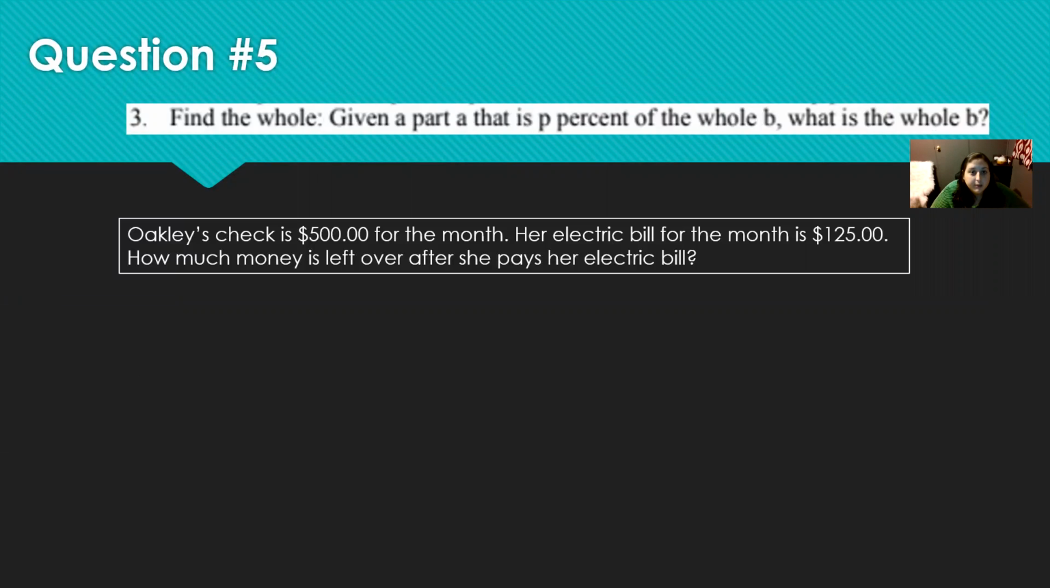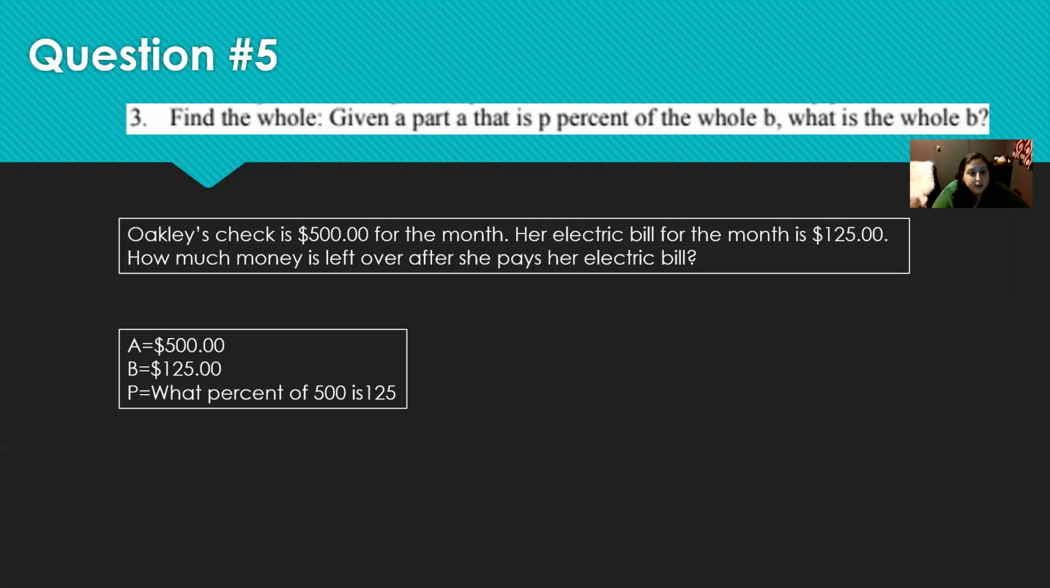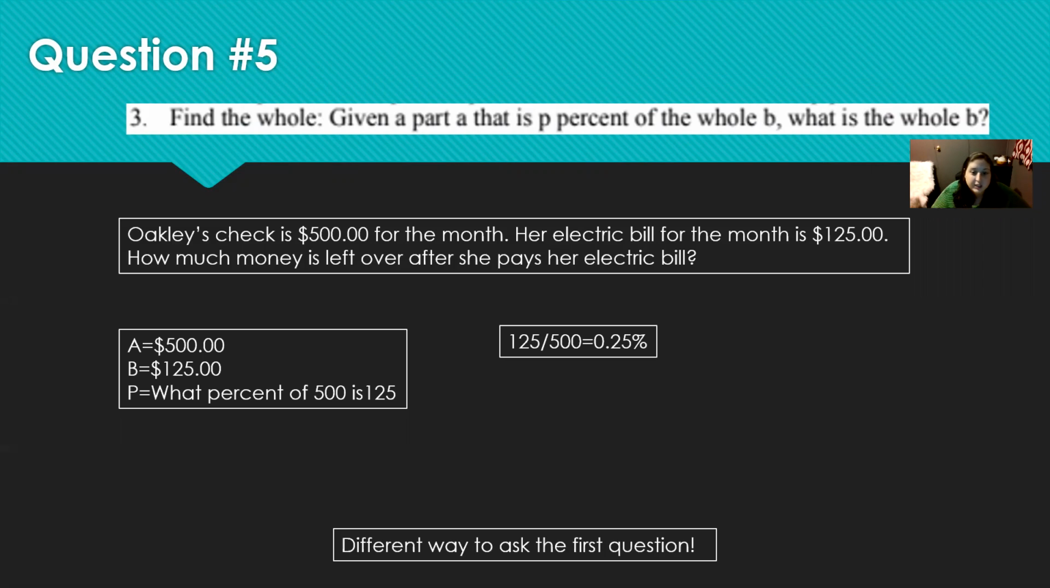And then this one, it says given a part A that is P% of the whole B, what is the whole B? So this one again is the same question as the first one. It's asking what percent of 500 is 125. So we're going to do 125 divided by 500 again to give us 25%. So this is just a different way of asking the first question.